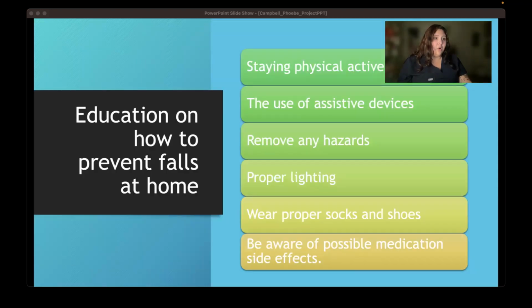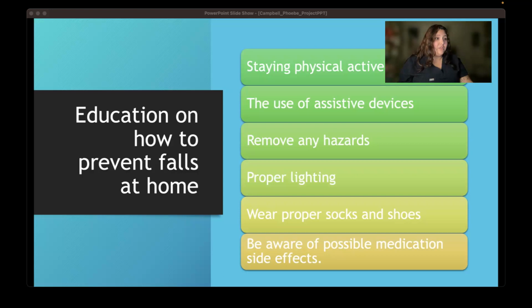So how to prevent falls at home? Staying physically active, again, so we don't grow weak and stiff. This can include walking, water aerobics, tai chi, yoga. This improves strength, balance, coordination, and flexibility. Using assistive devices such as walkers, canes, handrails, a raised toilet seat with armrests so it's easier to stand up, or a shower or bath chair.